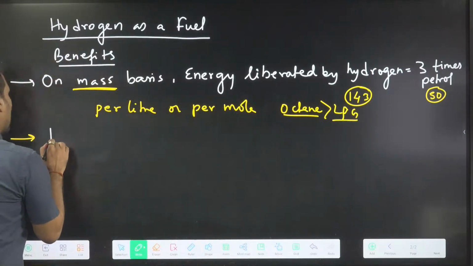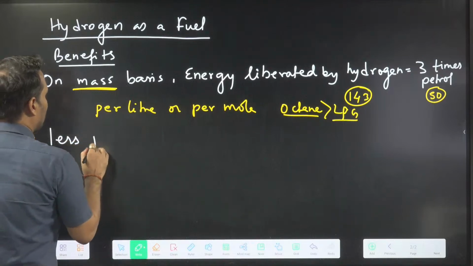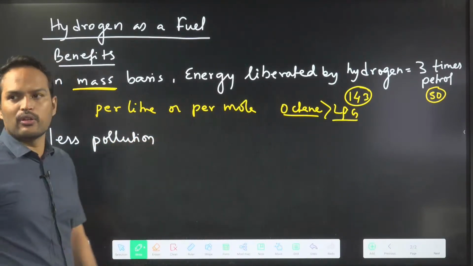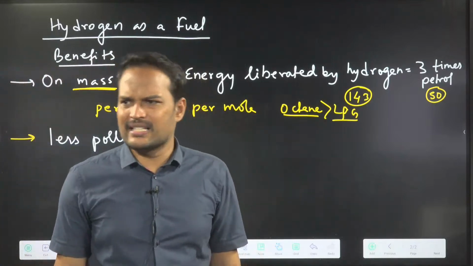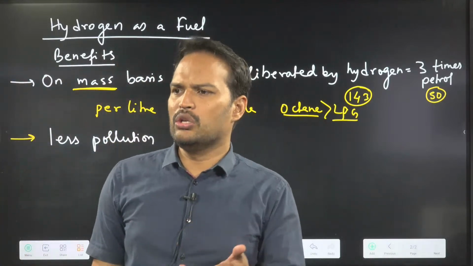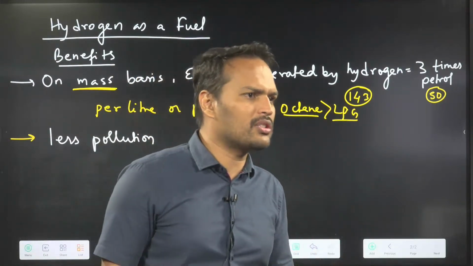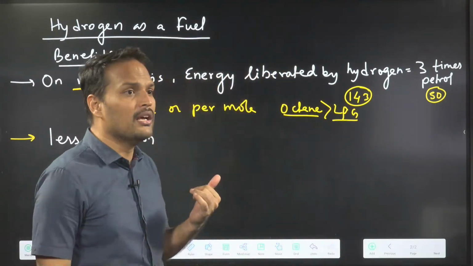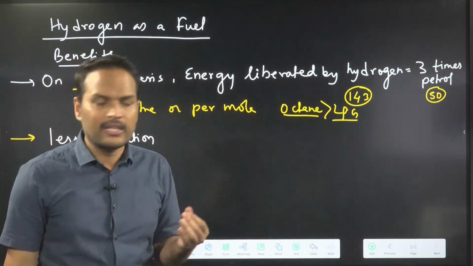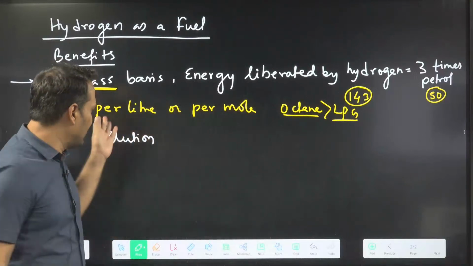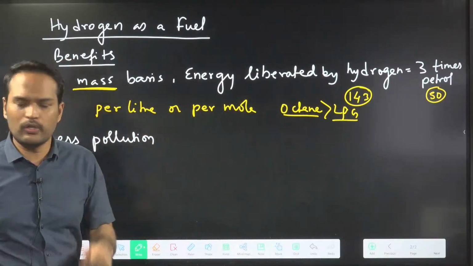Second benefit is that hydrogen produces less pollution. When you are using petrol, different types of gases are coming out: CO, nitrogen oxide, CO2. So many exhaust gases are coming out which are not good for the environment. They are saying that hydrogen is very good. What very good? Less pollution. Why is there less pollution?